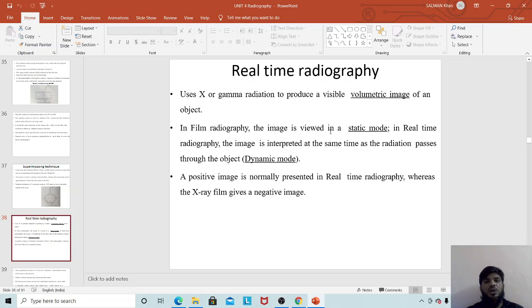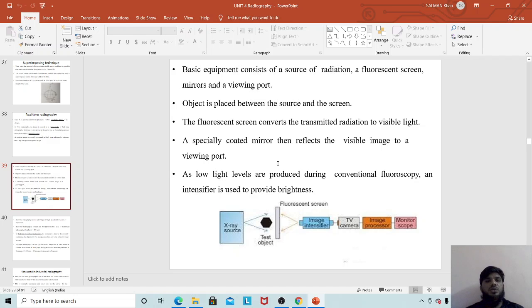So in film radiography, if it is a static mode, we use film radiography. If it is real-time radiography, then we use a dynamic mode. Okay. So what is the general way of using X-rays or gamma rays to obtain the image?